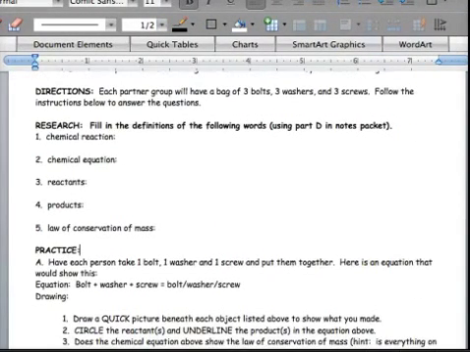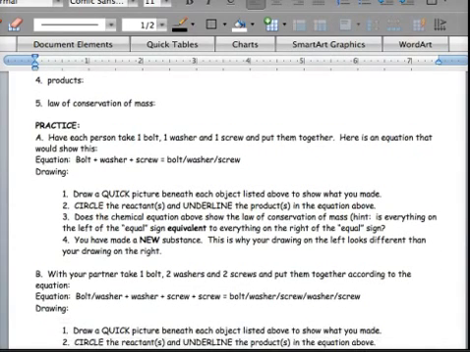There is some research that you have to do up at the top. You can find this research information from your notes. So look at your notes or else the online textbook or your hard copy of your textbook. Let's start down here where it says practice. Letter A. Have each person take 1 bolt, 1 washer, and 1 screw and put them together.